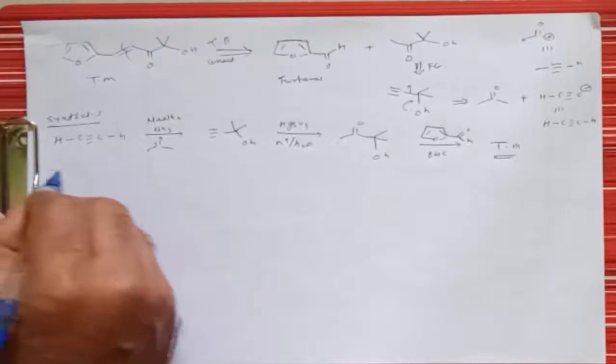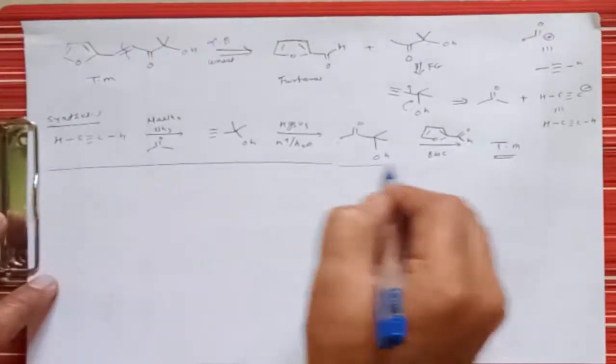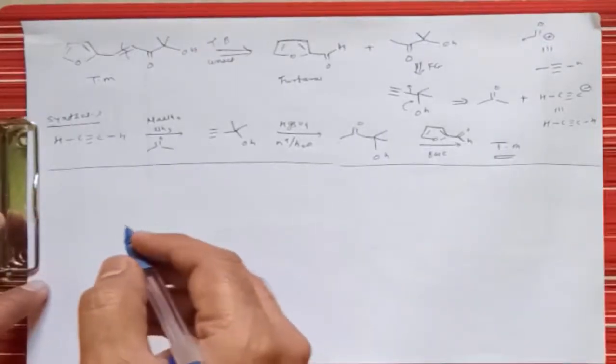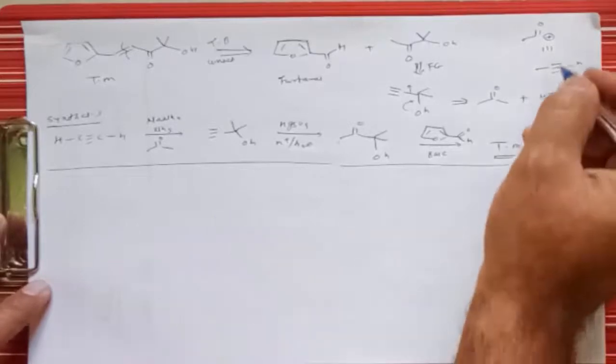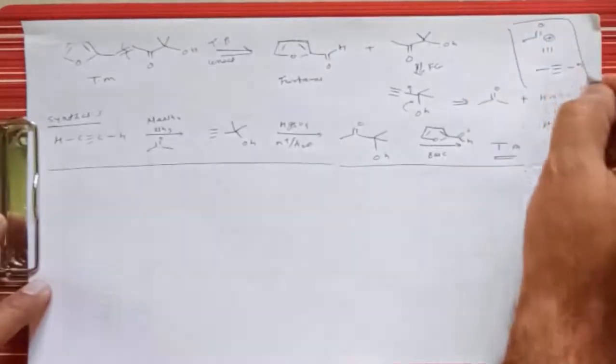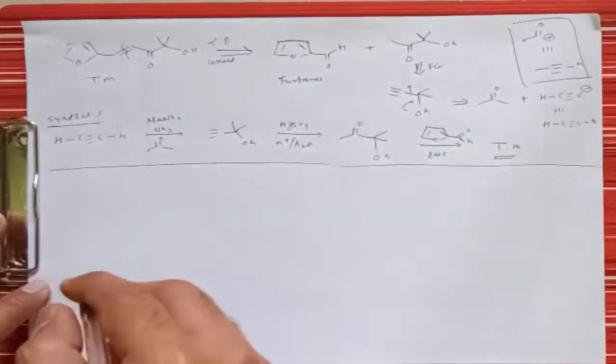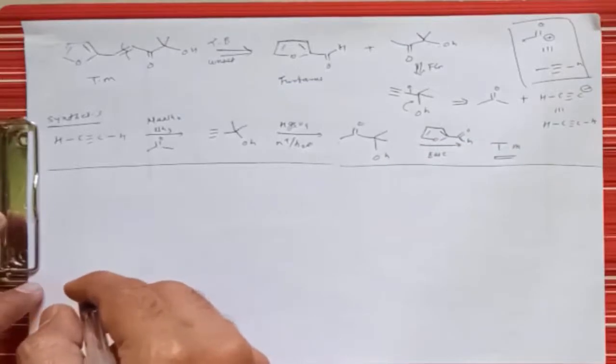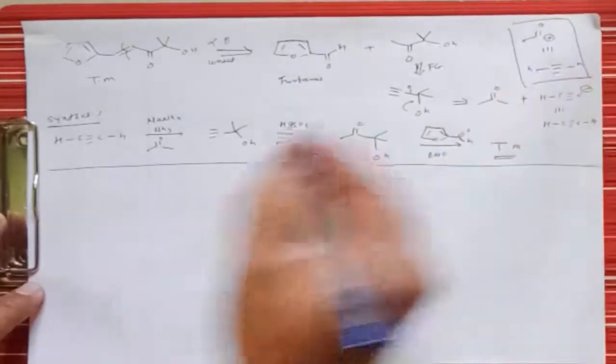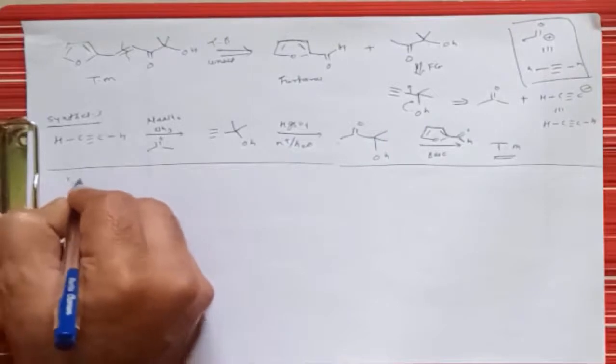Okay. So this is one more example for the illogical disconnection and for the acyl anion equivalent. So this is the molecule that we can take for the acyl anion equivalence. Okay. Then the next functional group, that is 1,2 diols.